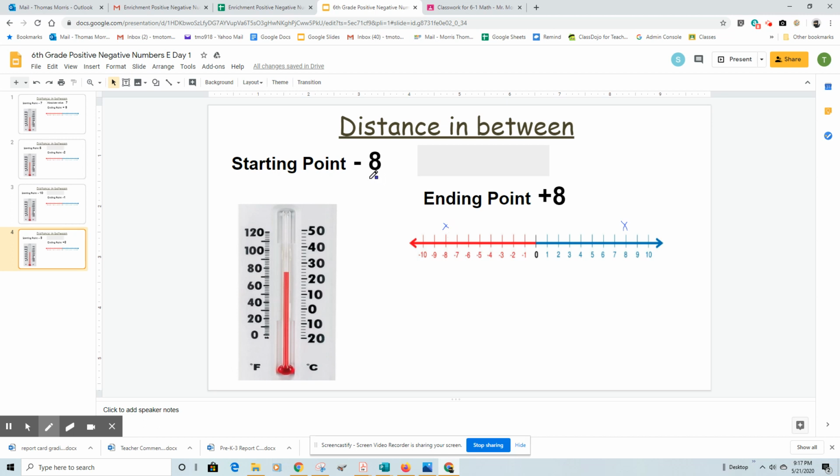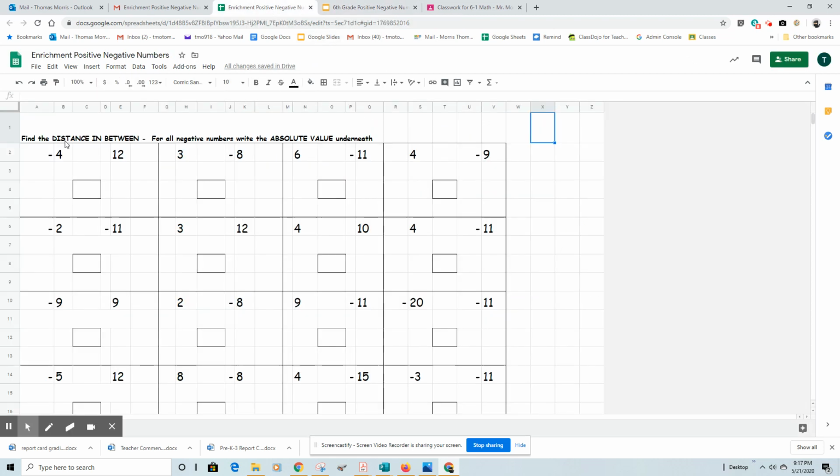What's our absolute value again of our negative number? We're going to put in 8 because that's the distance from here to here. Then any positive number is already set up to tell you the distance from 0 to 8. It's absolute. So what's the answer? You're adding these two together, so the distance between -8 and +8 is 16. You're going to be looking at problems like this now, so take a look. You're going to see a starting point and an ending point.